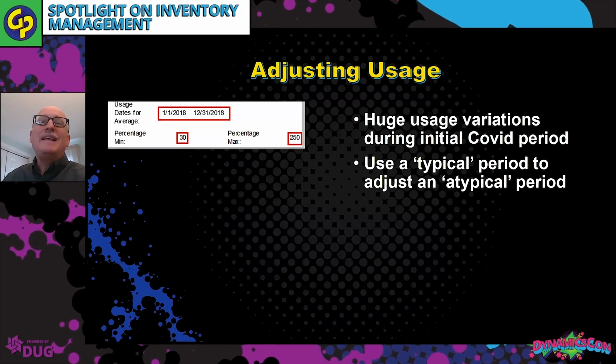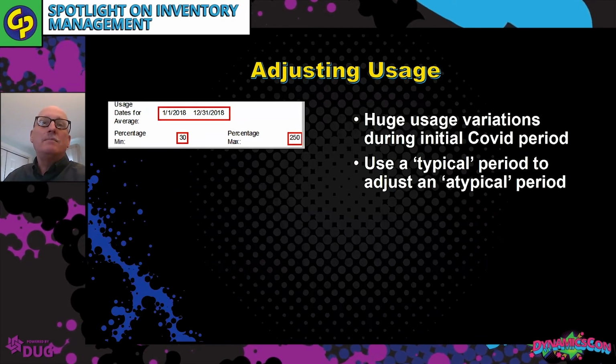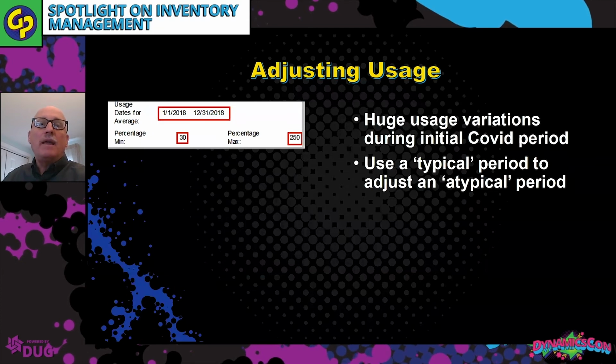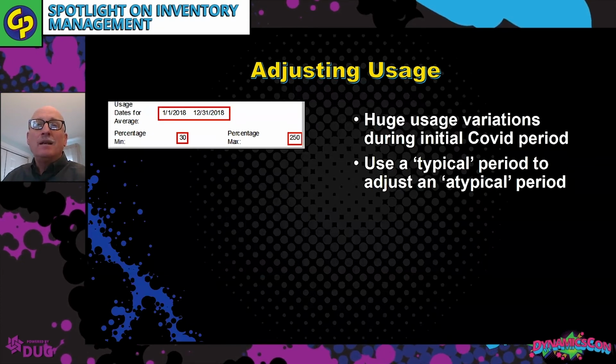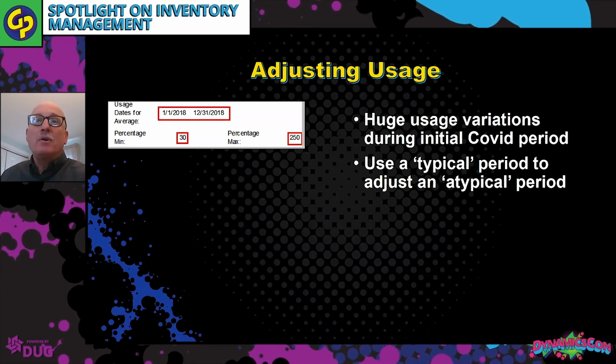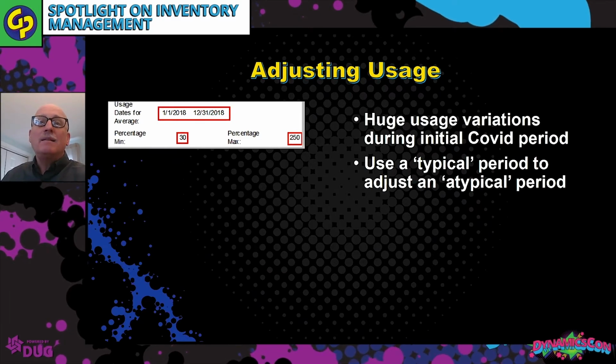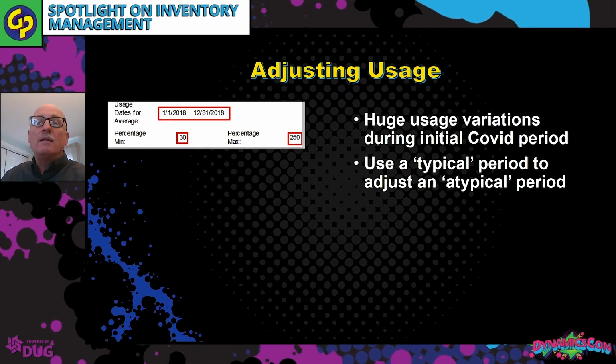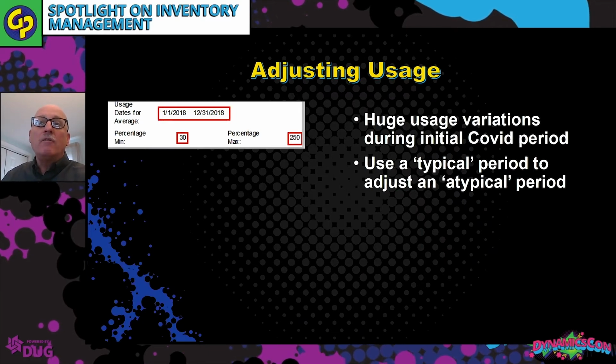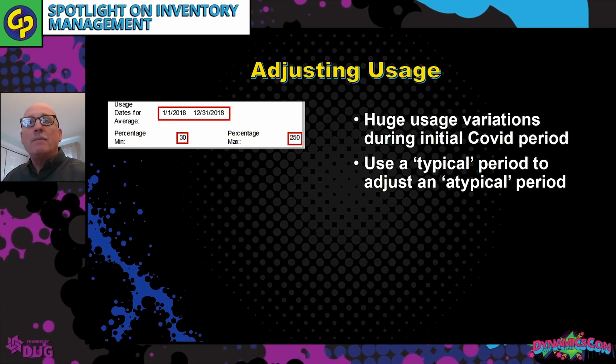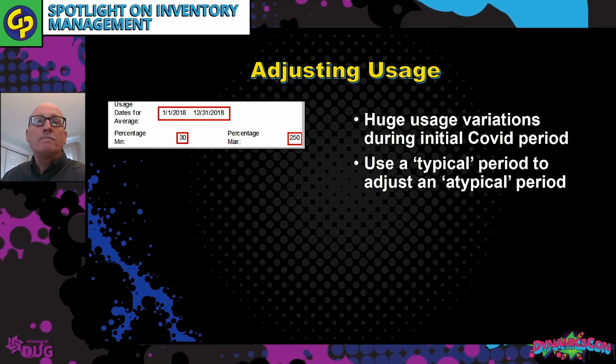We're going to look at what is the average usage for all of our items during that year. And then we want to set a bar that says we don't want the atypical period to be anything less than 30% of that average, or anything more than 250% of what our typical period is. So let's look at an example of how that would work.